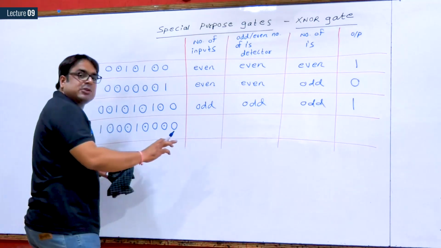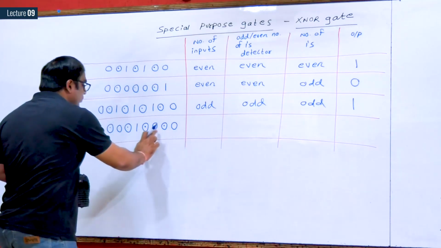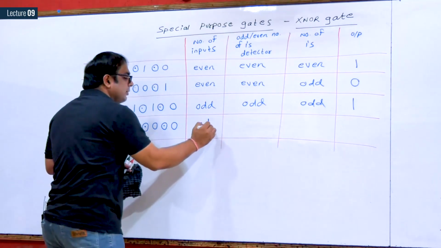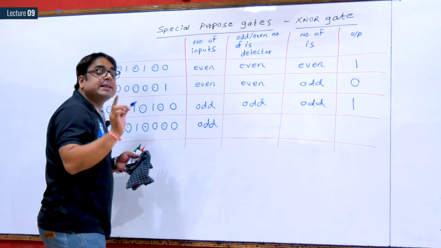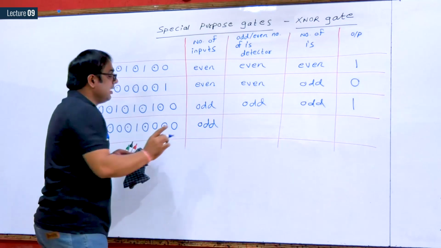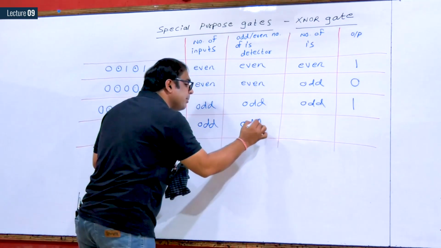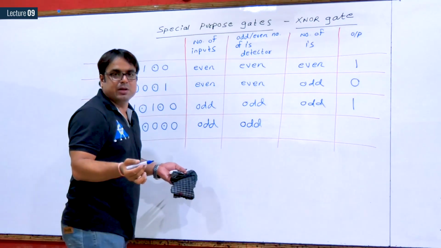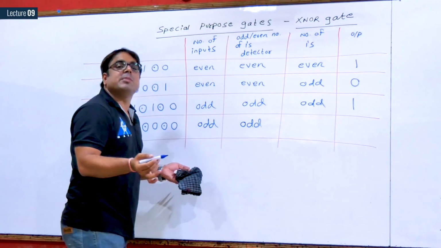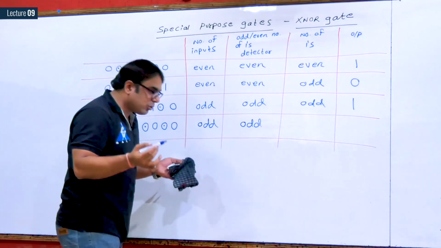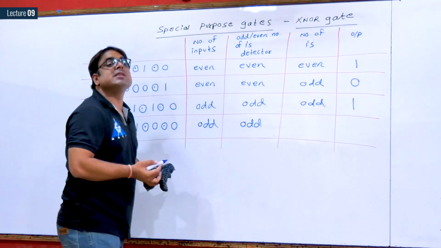What is the total number of inputs? 1, 2, 3, 4, 5. Odd number of inputs. Yes, odd number of inputs. So, it will be odd number of ones detector. It is having odd number of inputs, so it will be odd number of ones detector.